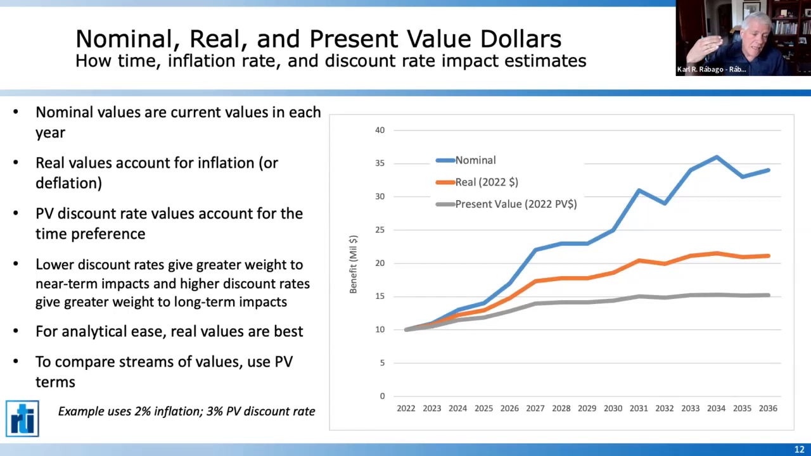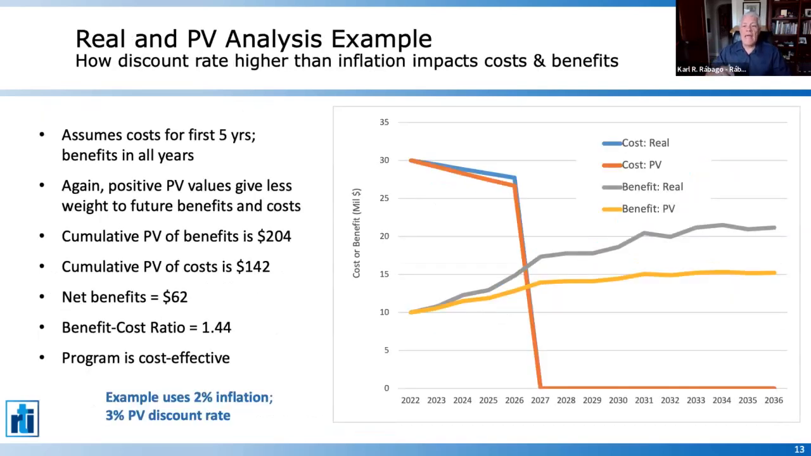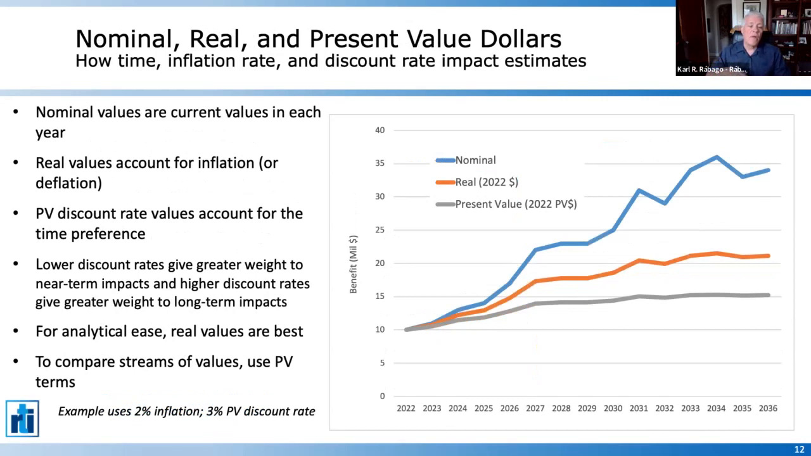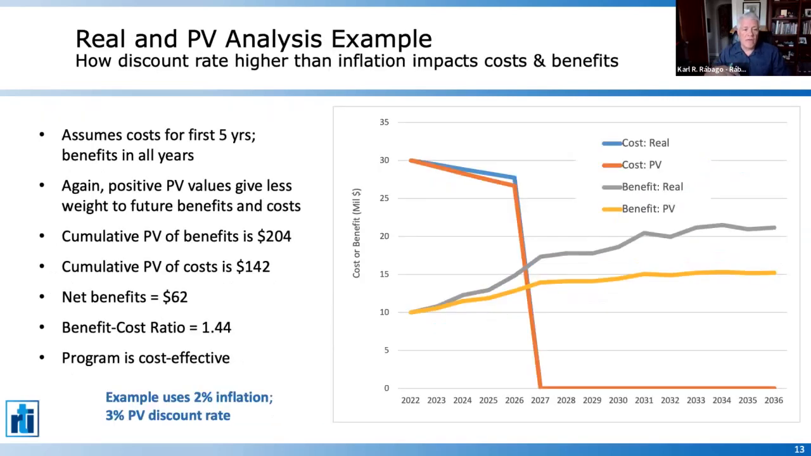All right, let's complicate this one step further and add in a comparison of costs and benefits to see these effects. Now, in this case, we've got a hypothetical program that has costs for 5 years, but benefits that keep coming, just like in the previous diagrams, every year of the program, right? In this case, and I'll do this really fast, you can see from the previous example the orange line there is that real, inflation adjusted stream of benefits, and the gray line is the present value. Here, apologies, we didn't get the colors exactly matching.